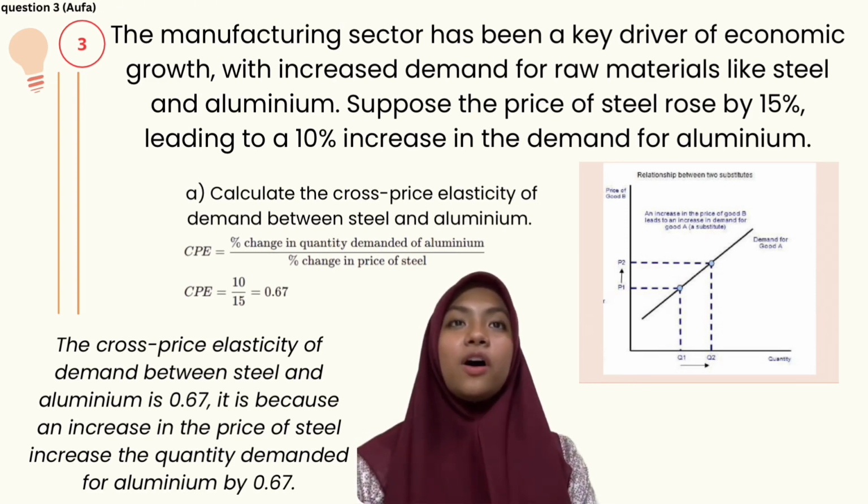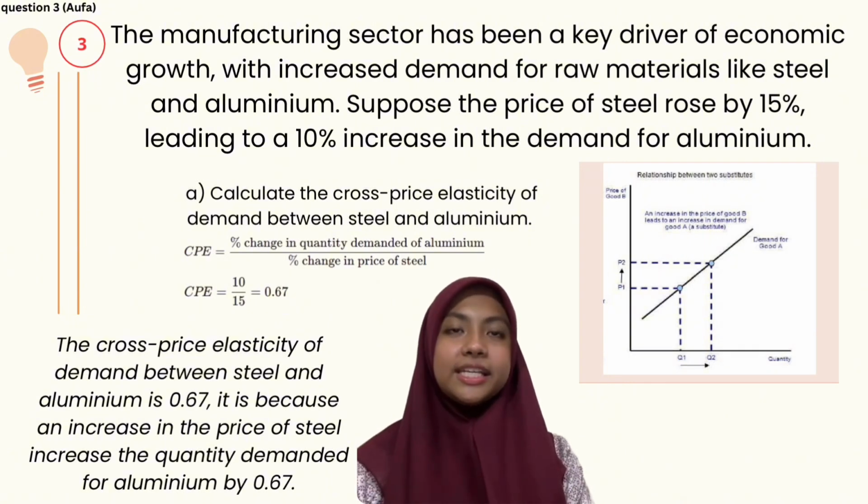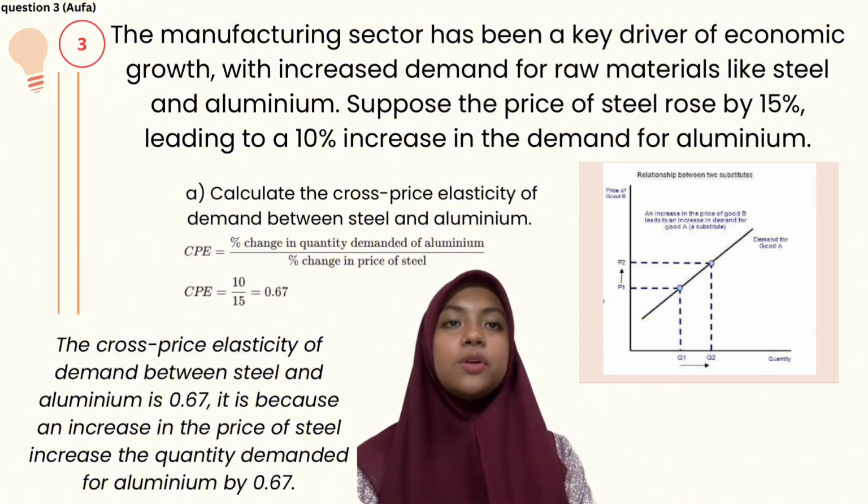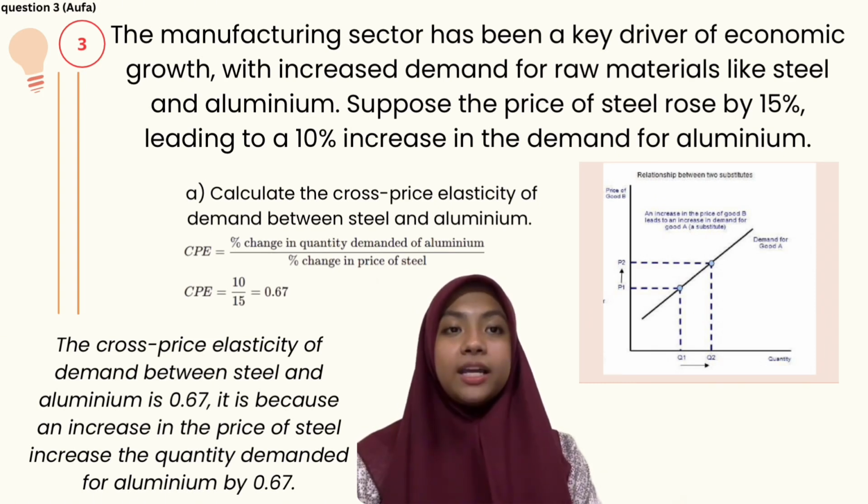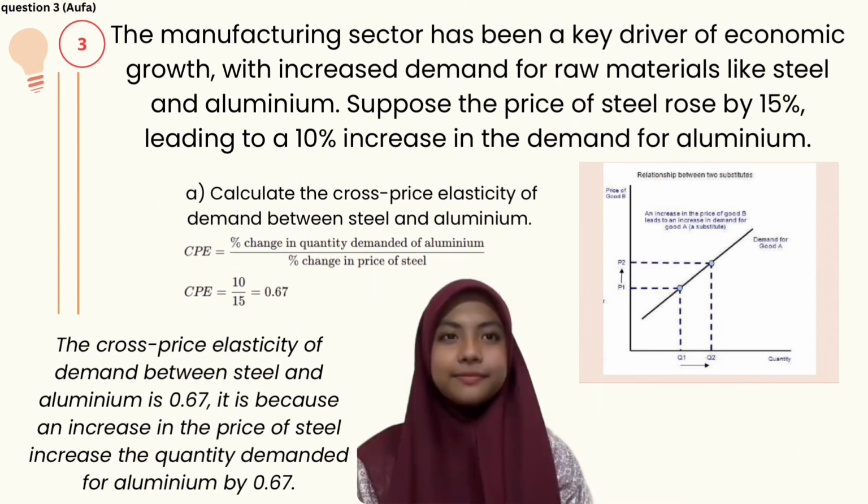So the formula for cross-price elasticity is the percentage change in quantity demanded of aluminium divided by the percentage change in price of steel. So the equation is 10 divided by 15 equals 0.67.